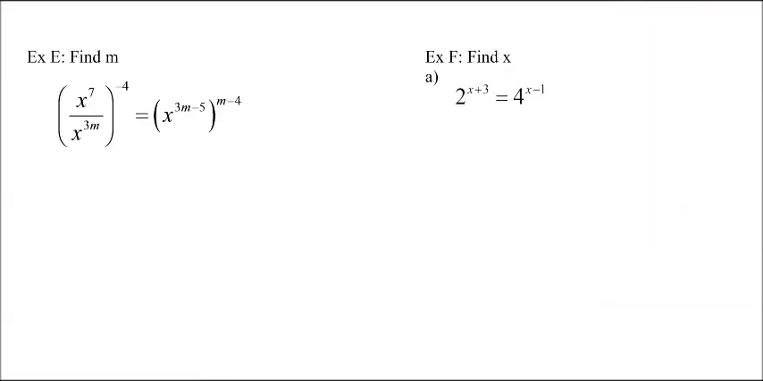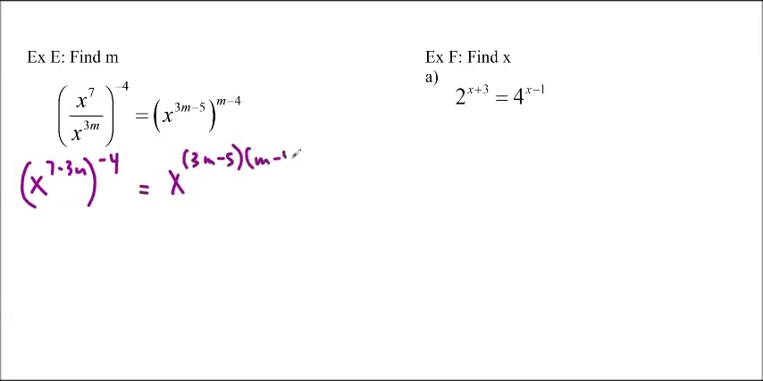Okay, so example E, we've got all letters, which means that we don't really have to worry about making it the same base because we're going to get x, but we do need to make sure I have one x on this side and one x on this side. So I'm just going to simplify each side first, and then I can let them be equal. You could use whichever rule you want to use first. I'm just going to use the quotient rule first here, and the power rule on this side.